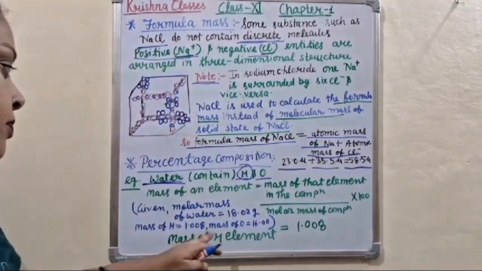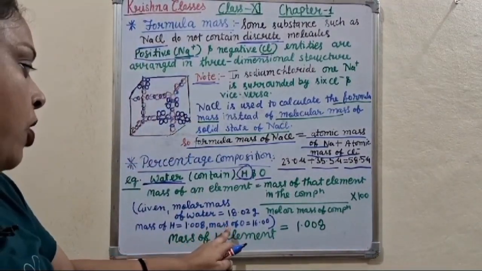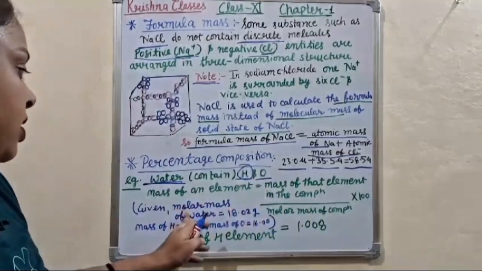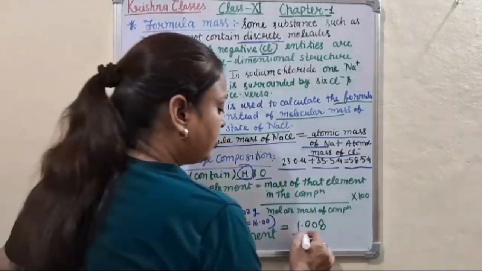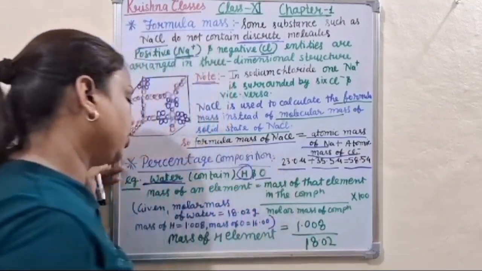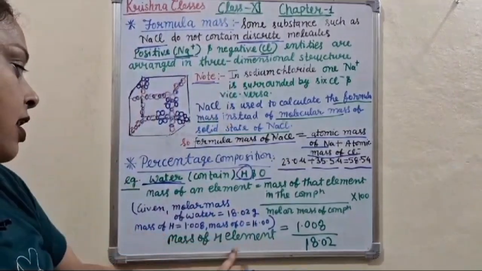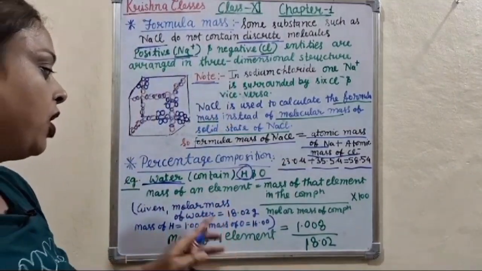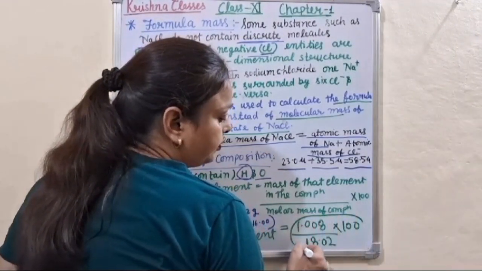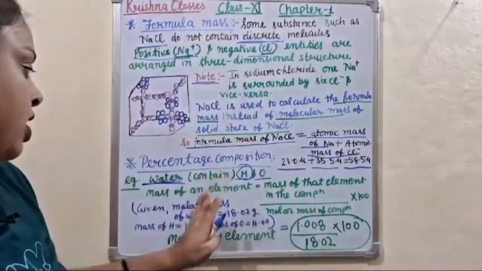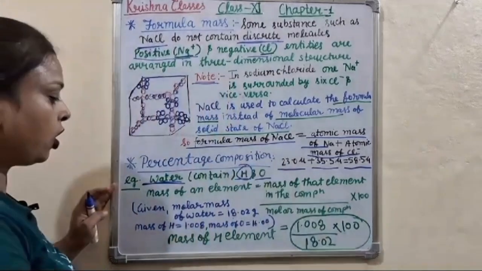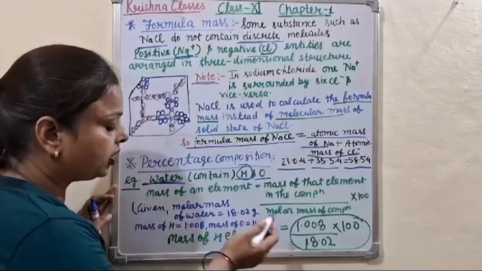Okay, and upon molar mass of compound. What is the molar mass of water? 18.02. This is the molar mass of water, into 100. That is the percentage composition of hydrogen in water. In the same manner, we find out also the percentage composition of oxygen in water.